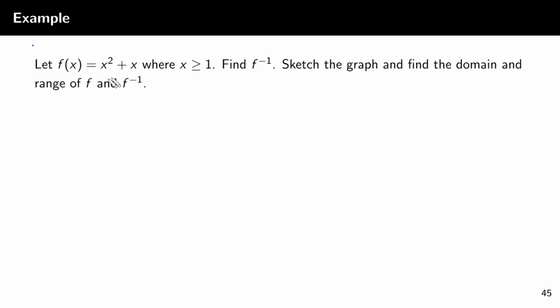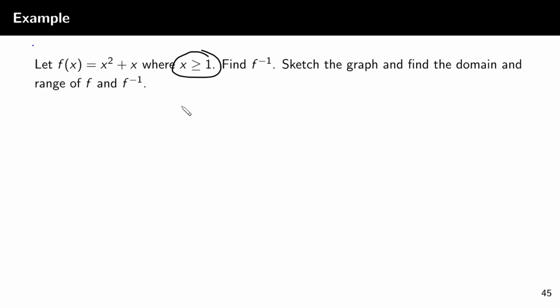F of x equals x squared plus x, where x is greater than or equal to 1. Find f inverse and sketch the graph and find the domain and range of f and f inverse. Okay. Quadratic function itong f natin. Pero meron tayong restriction, okay, na x is greater than or equal to 1. So, actually, 1 to 1 ito. Okay. And we can verify that by sketching the graph.